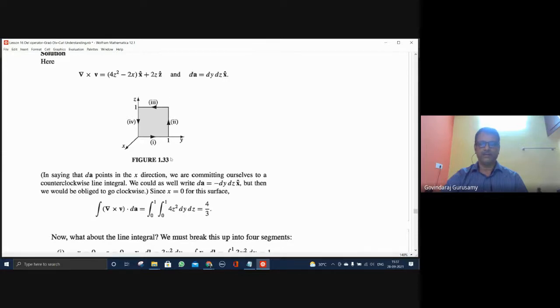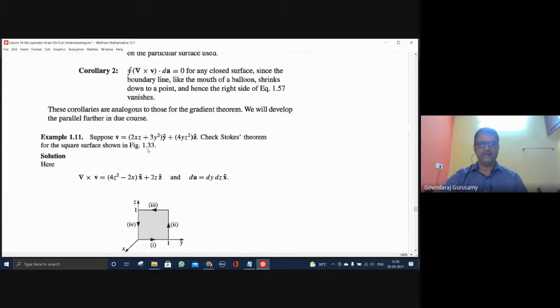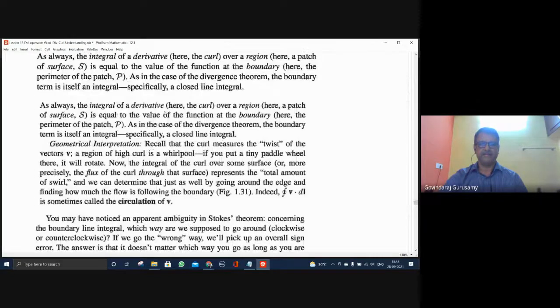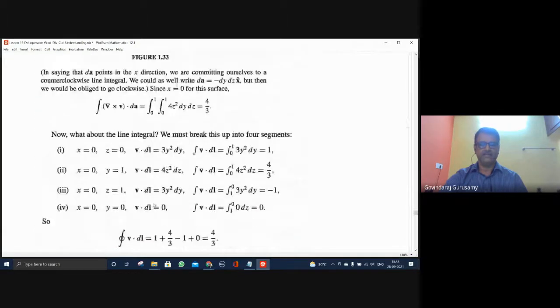Here to here, 1. This is your V dot dl, integral 1. Then x equal to 0, y equal to 1 for the second path, and apply V dot dl again, use them, get the result. Repeat again for the third one, the fourth, and add them. That's what you're having here. So therefore, you are sure that this equation is right, whatever we described is perfectly right, and it works well.